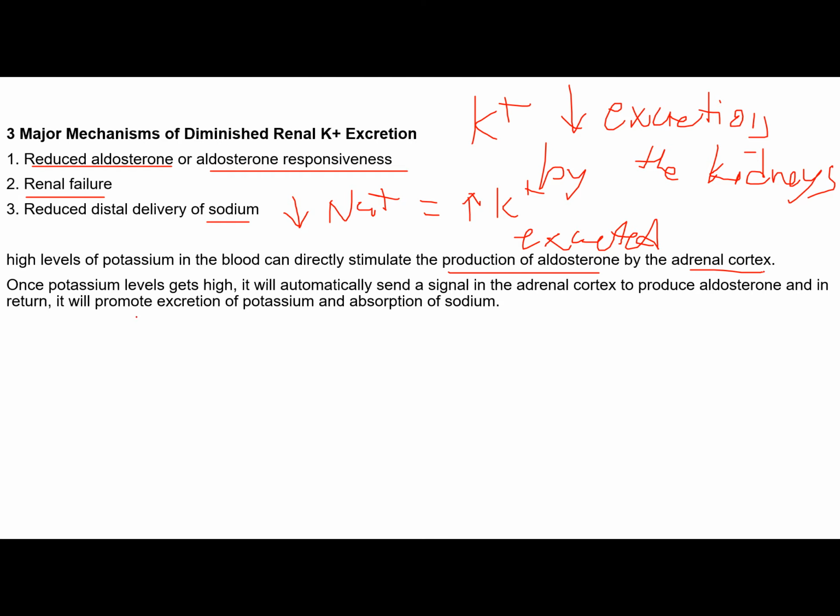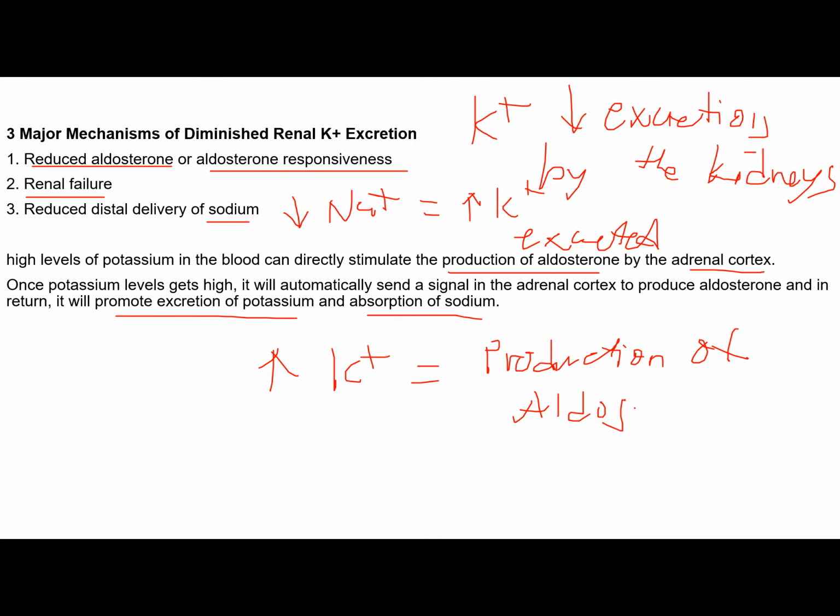And in return, it will promote excretion of potassium and absorption of sodium. So to explain this further, class, when our body detects high levels of potassium, it would cause the production of aldosterone. Now, what aldosterone will do, class, is promote the excretion of potassium and the absorption of sodium.